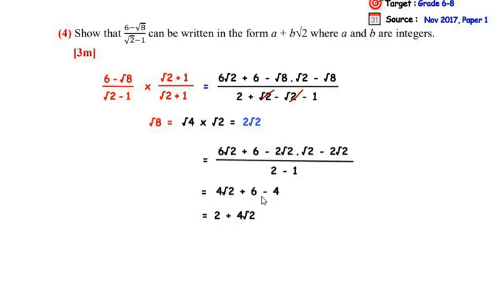Now further simplifying this, we get 6 minus 4 as 2 plus 4 root 2. Now this is of the form a plus b root 2, where the value of a is 2 and value of b is 4. And 2 and 4 are integers. So this is our answer. Let me know in the comment section below if you have got the correct answer for this question.